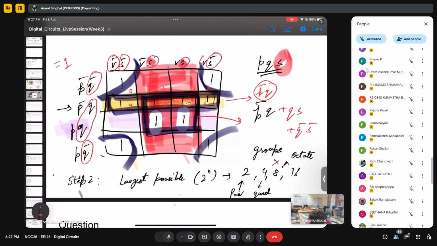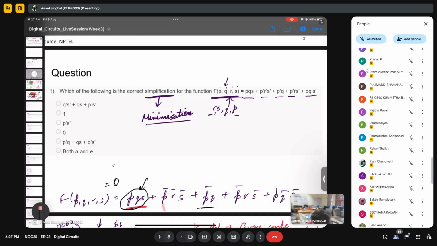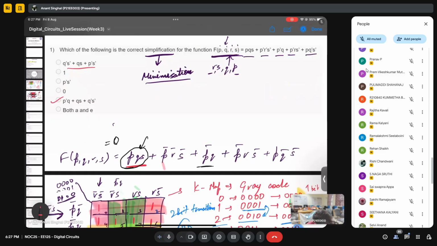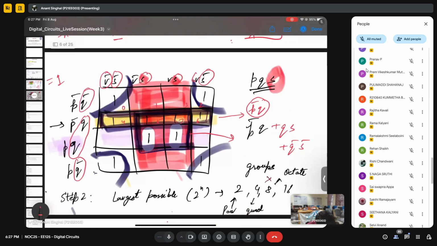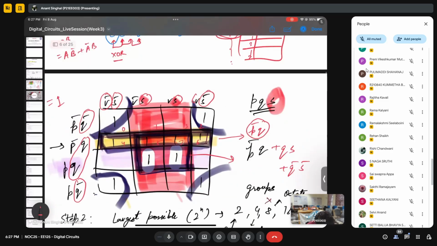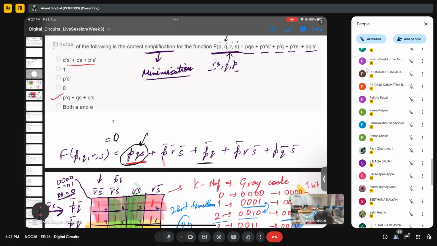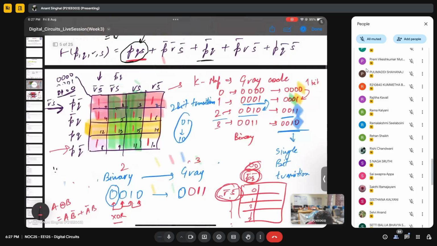Okay, first of all, let's just check the option. This option should also be correct: p bar, q, qs, and q bar, s bar. So one option is this. Maybe the second option that we can form is this one. So q bar, s bar is common, and then qs, p bar, s bar. Okay, qs and q bar, s bar. So p bar, q is that thing. P bar, q, qs, p bar, s bar.